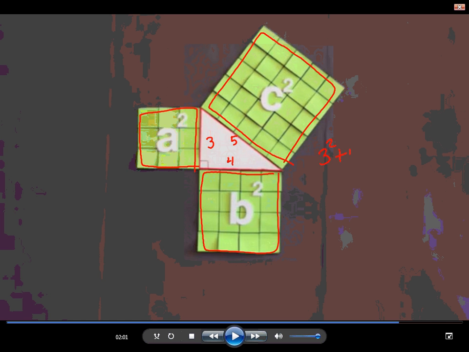3 squared plus 4 squared is to equal 5 squared. 3 squared is 9, 9 plus 16 is 25, and 5 squared is 25. 25 equals 25. So, as long as you're going to use a squared plus b squared equals c squared, the figure has to be a right triangle.